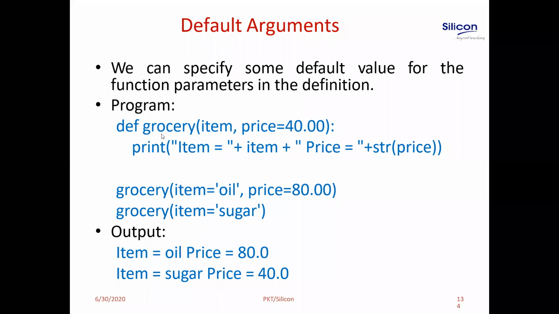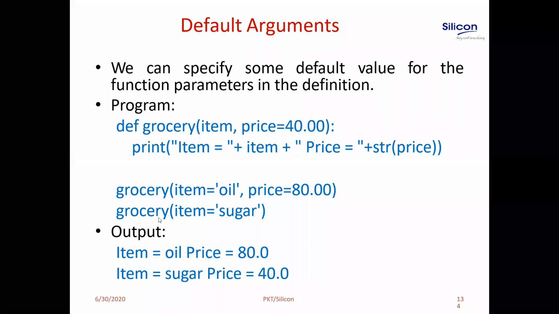Just look over here. We have grocery. We have two parameters, item and price. But for the second one I have given a default value. So if I am not passing any value for price, it will take the default, 40. For example, I pass oil and 80. The first one is for the first, item equals oil, so item will be assigned oil, and price will be assigned 80. So it will not be 40, it will take 80.